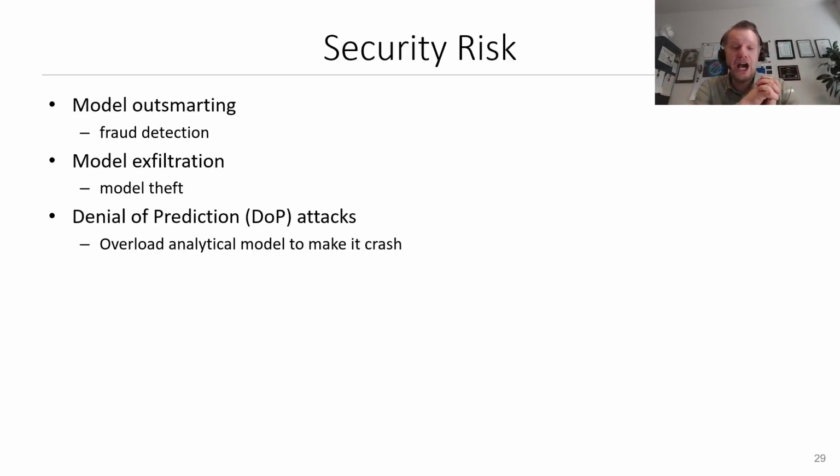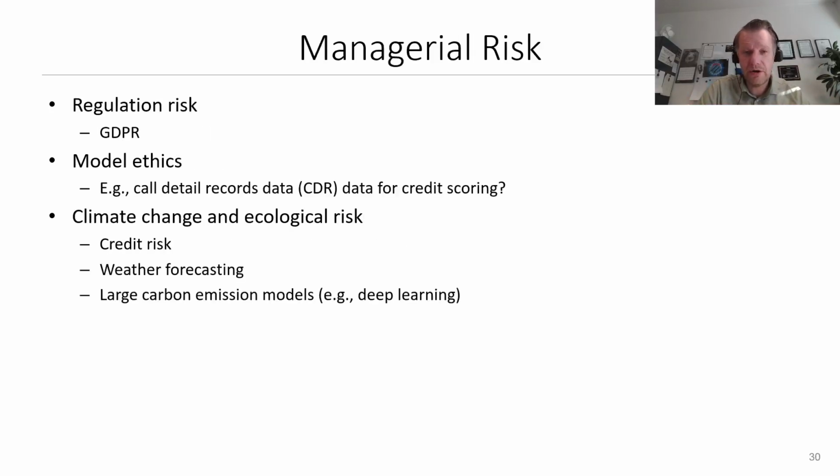Just as we have denial of service attacks to make sure that a website goes down because of too much traffic, we can also create denial of prediction attacks to make sure that a predictive model, a machine learning model, is going to crash by providing it bad input, by overloading it with prediction requests, and so on. That's an example of a denial of prediction attack, which we also discuss in our book.